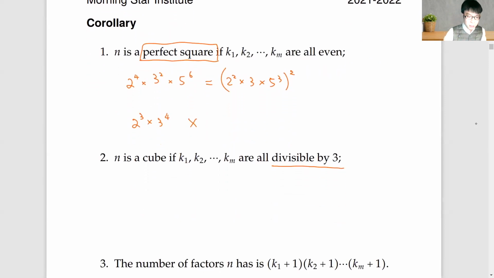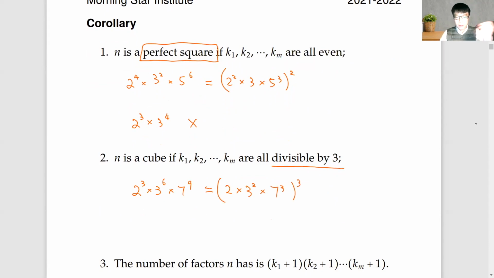Let me write one example: 2 cubed times 3 to the 6th times 7 to the 9th. Here the exponents are 3, 6, and 9. They are all multiples of 3. So this is a cubic number because it can be written as 2 times 3 squared times 7 cubed, and the whole product cubed. Right? That's why we require the exponent to be divisible by 3. Instead, if you have 2 squared times 3 cubed, this is not, because this 2 is not a multiple of 3.